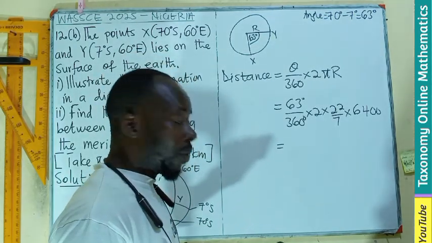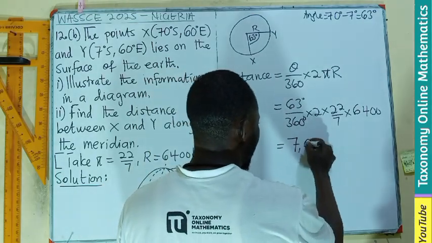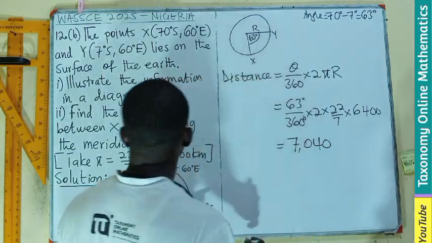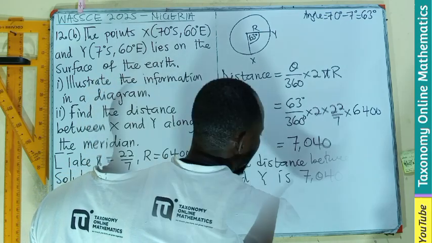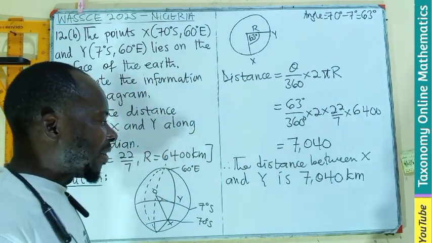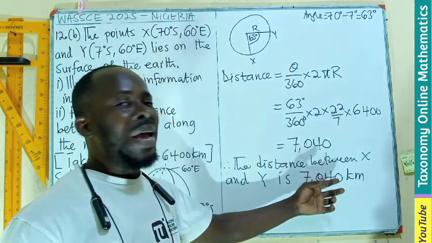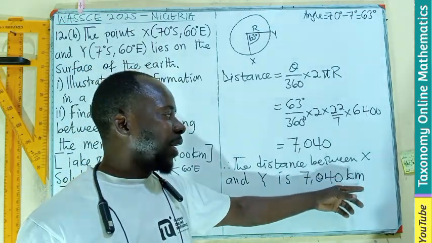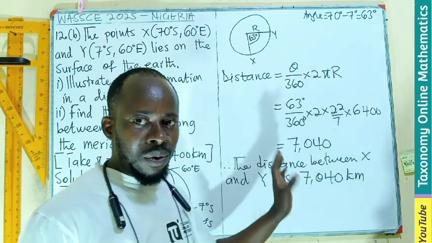And if you do that on your calculator, you should be having somewhere 7,040. So what are we looking for? Therefore, the distance between the point X and the point Y along the meridian is going to be 7,040 kilometers. Kilometers because the radius was in kilometers. I guess the concept is clear.